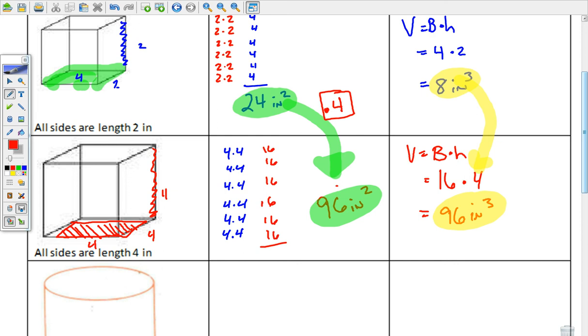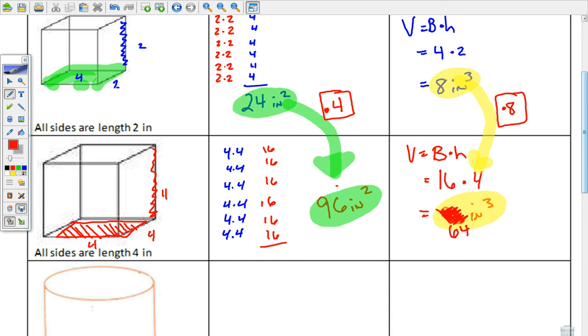96 divided by 8. 96 divided by 8. Oh, sorry. That's why I did this wrong. Hopefully you figured the mistake there. My apologies. 16 times 4 is actually 64, not 96. Sorry about that. Yeah, if we do 64 divided by 8, we get 8.